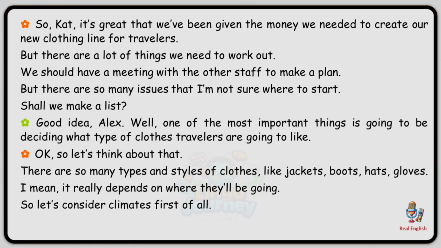So, Kat, it's great that we've been given the money we needed to create our new clothing line for travelers. But there are a lot of things we need to work out. We should have a meeting with the other staff to make a plan. But there are so many issues that I'm not sure where to start. Shall we make a list? Good idea, Alex. Well, one of the most important things is going to be deciding what types of clothes travelers are going to like. Okay, so let's think about that.